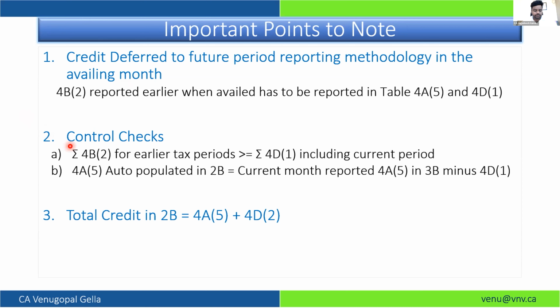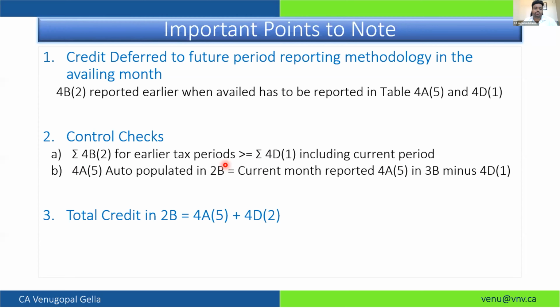Okay. So these are control checkpoints. Cumulative temporary reversals should always be greater than or equivalent to the cumulative 4D1. That is re-availed credit. Many participants have asked that if I reversed it in the permanent reversals and I re-avail in 4A5 again and disclose it in 4D1, this will not match. So this control checkpoint is with the department.